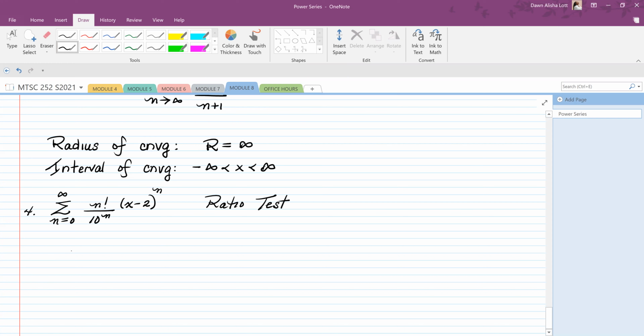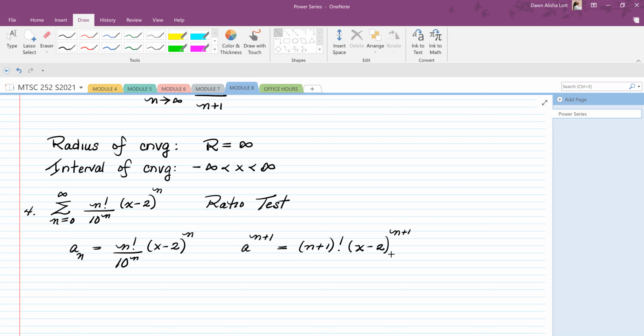So a_n is n factorial over 10 to the n times x minus 2 to the n, and a_{n+1} is equal to n plus 1 factorial times x minus 2 to the n plus 1 divided by 10 to the n plus 1.